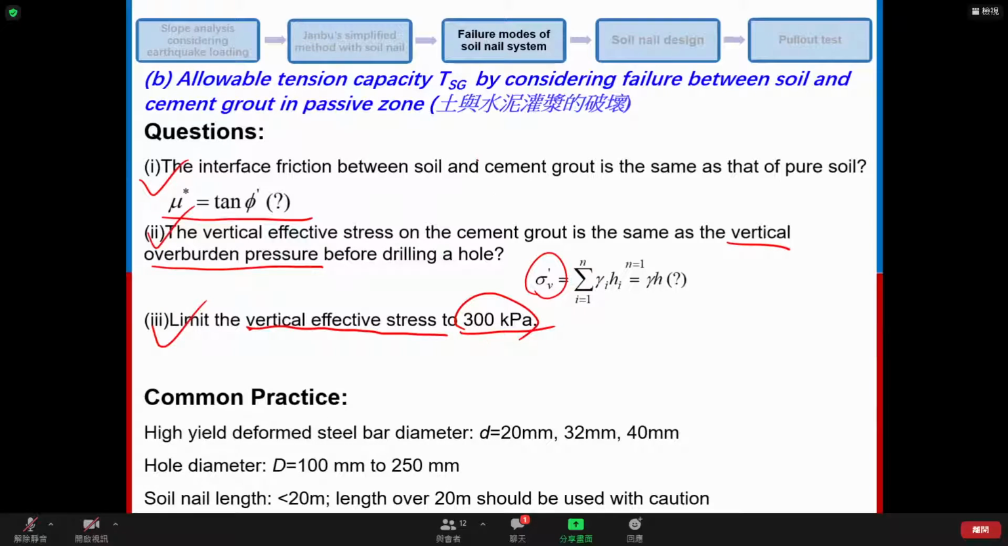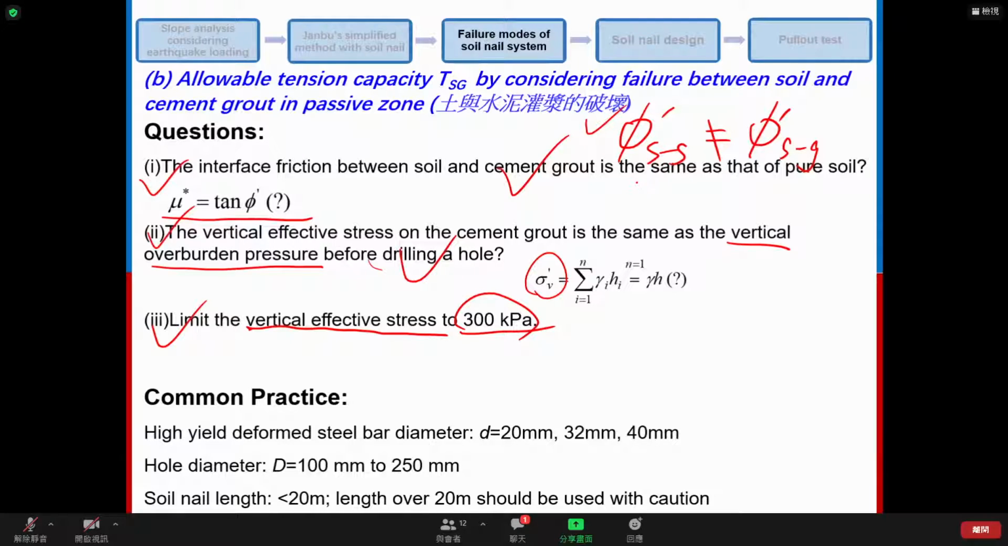We can do some tests. We build up a physical model test to consider this question, as shown in that figure, right? And we can also do some interface shearing tests to determine the phi of soil to soil and the phi of soil to grouting. Will they be equal or not equal? We need to do some tests to verify this question.